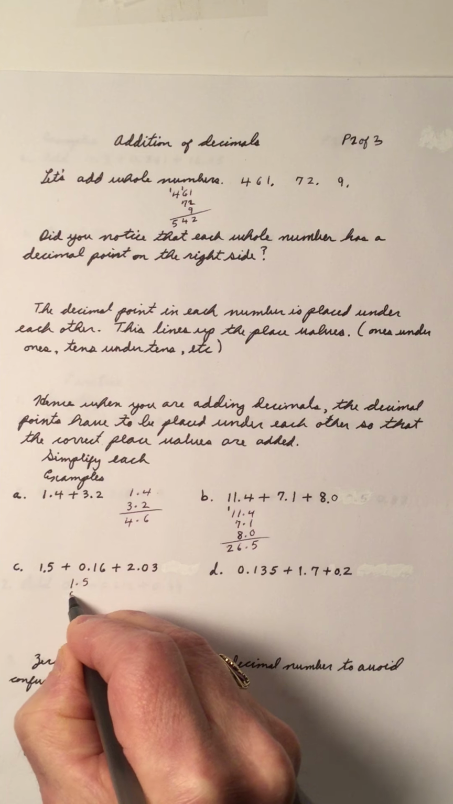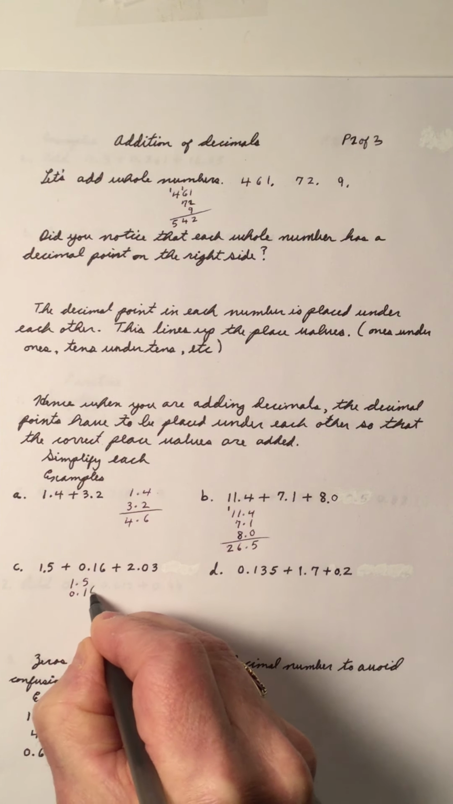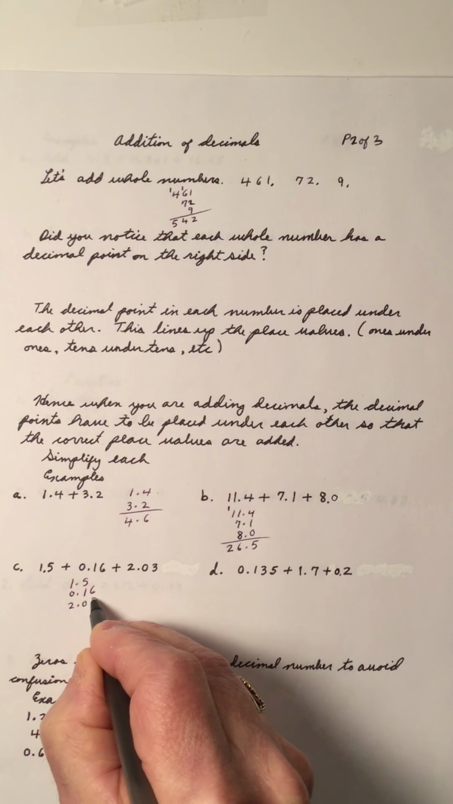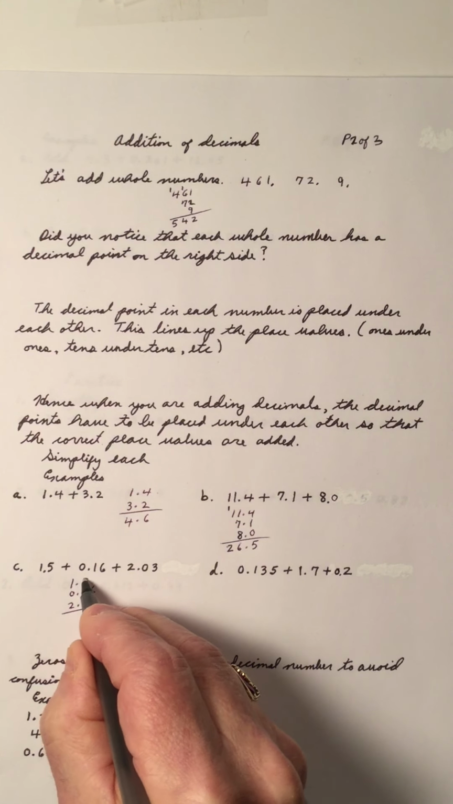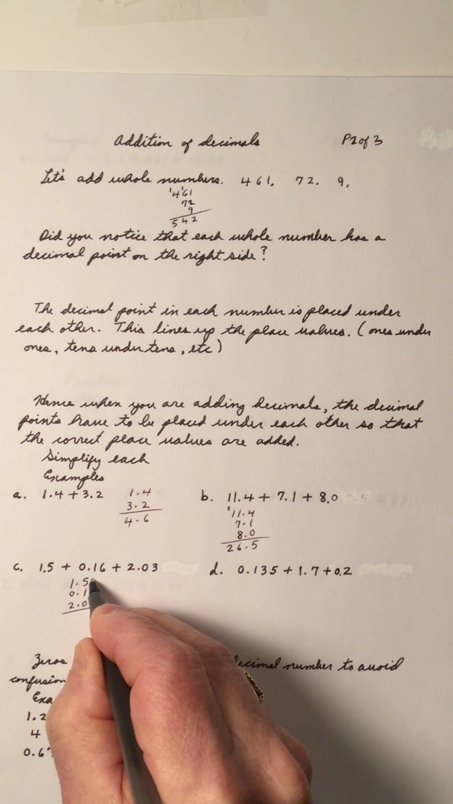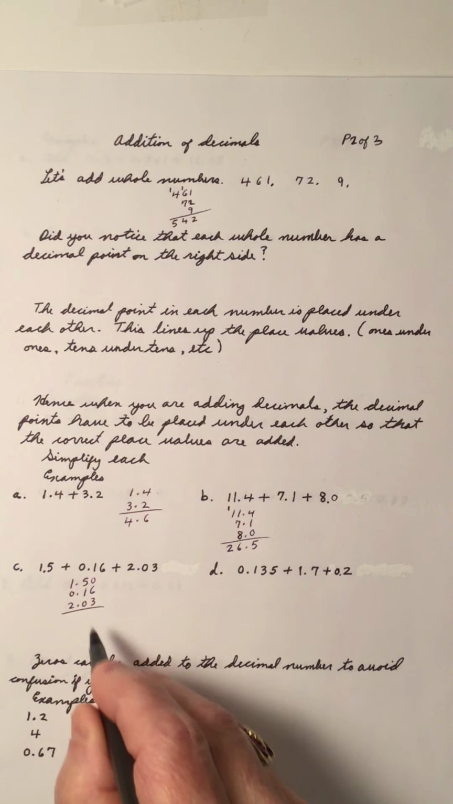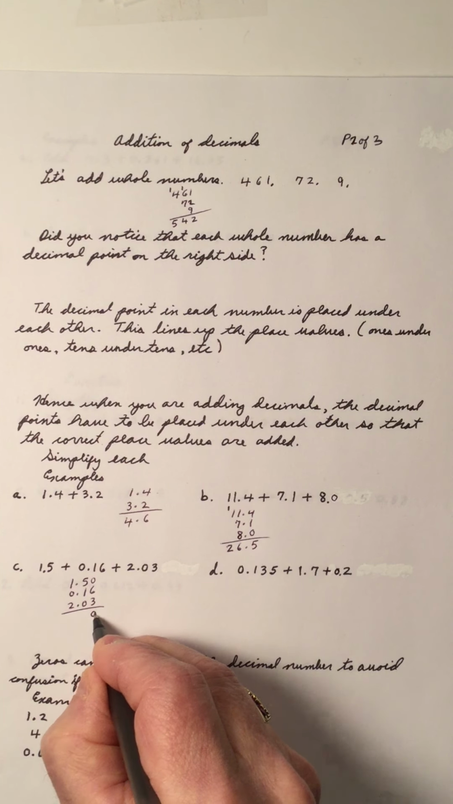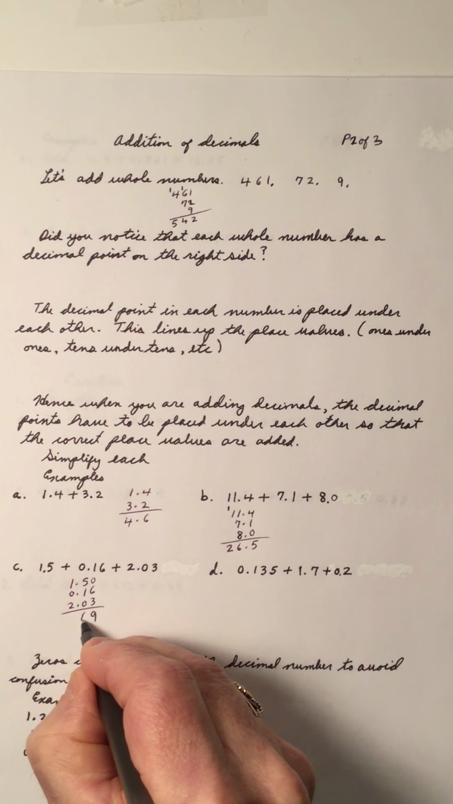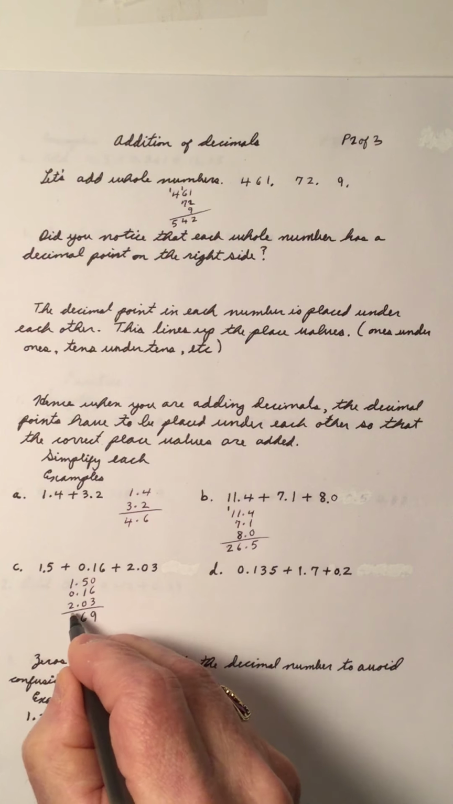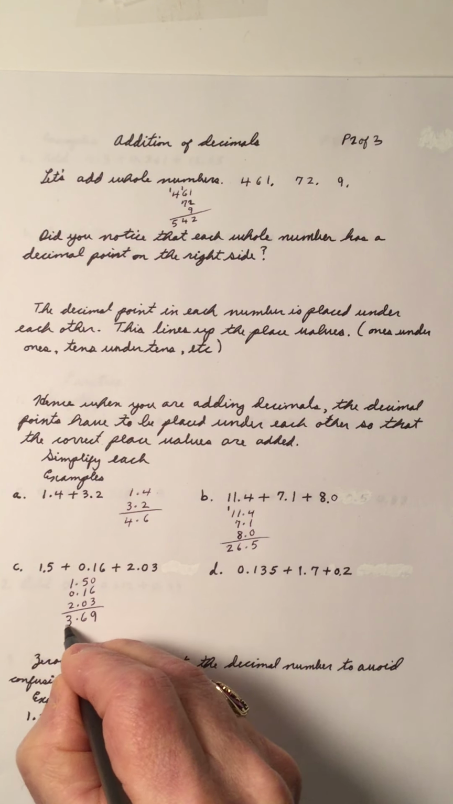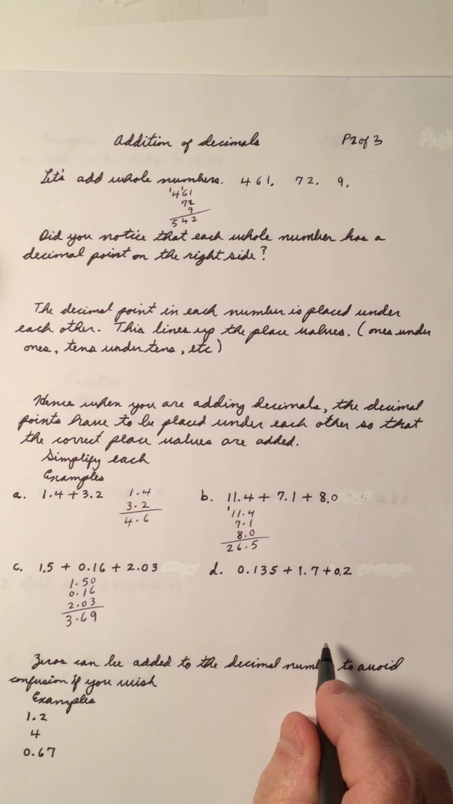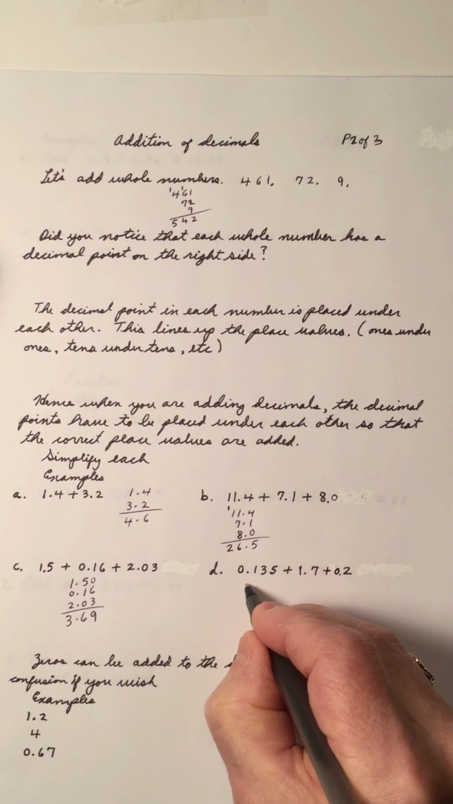See, we have a 1.5. Line up the decimals. They've got a 0.16 and 2.03. Again, the 1.5, you could have a 0 here if you want. You don't have to, but it's understood. 6 plus 3 is 9. 5 plus 1 is 6. Bring down the decimal, and 1 plus 2 is 3. So when we're adding decimals, we line up the decimal places. Don't forget.